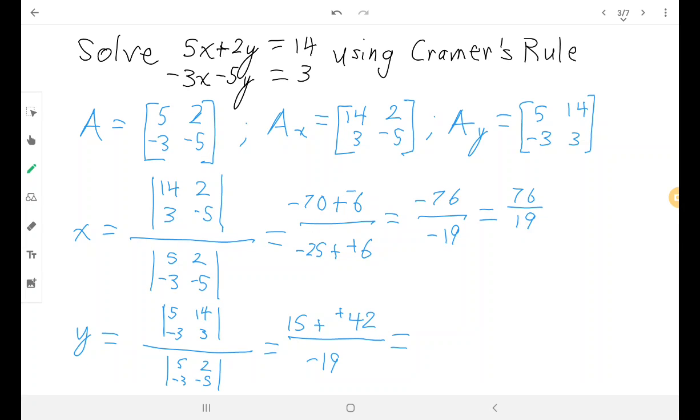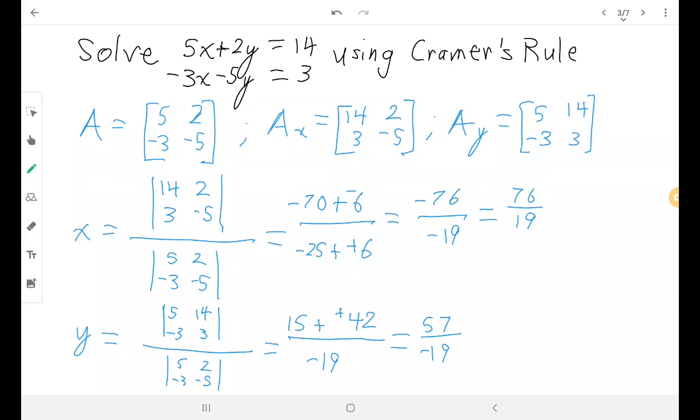And so that's going to be, what, 67? No, 57. Over -19 and whatever that comes out to be. Okay? I suspect these both divide evenly. I just don't know what they are.